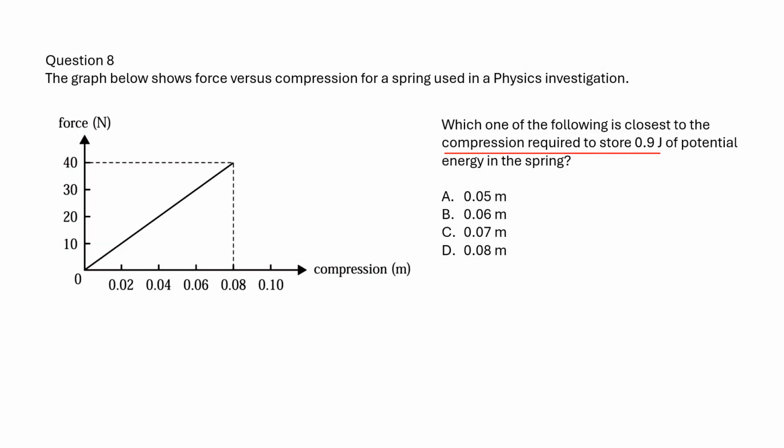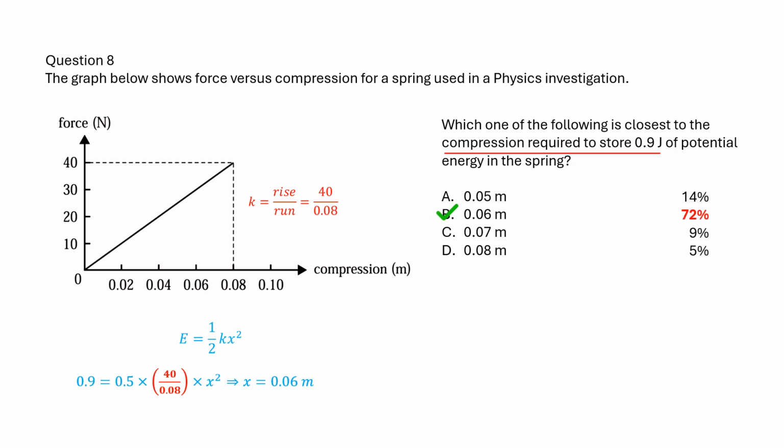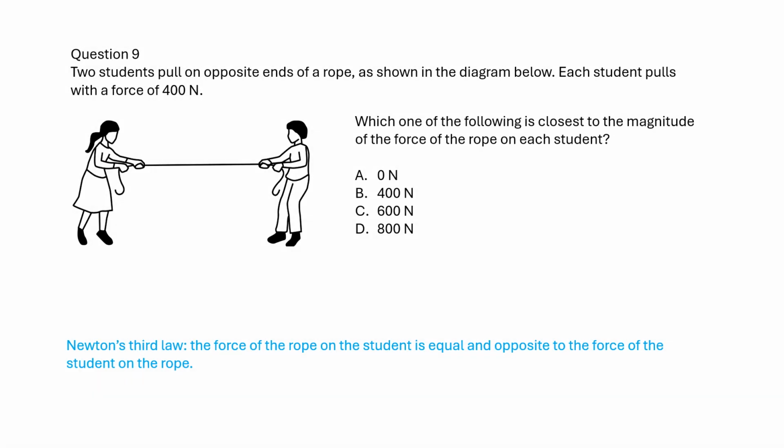The compression stores 0.9 J. We first calculate the spring constant from the graph, and then calculate the compression step by step. Applying Newton's third law, we know that the magnitude of the forces acting on each other is the same, which is 400 N.